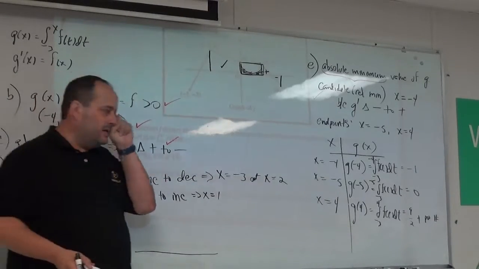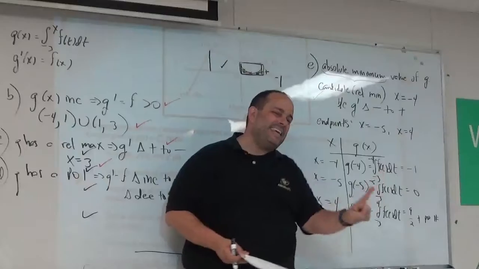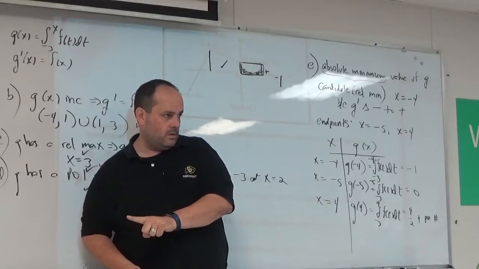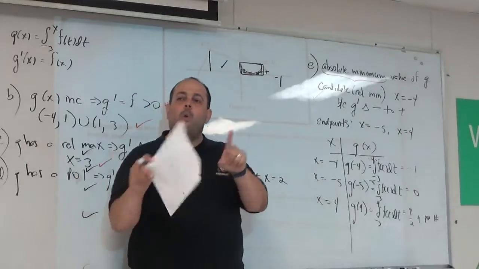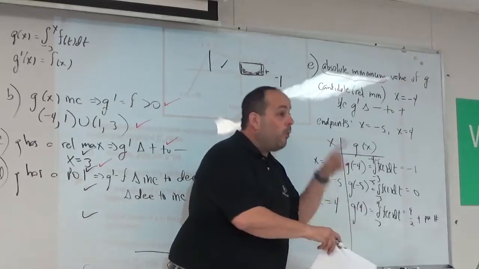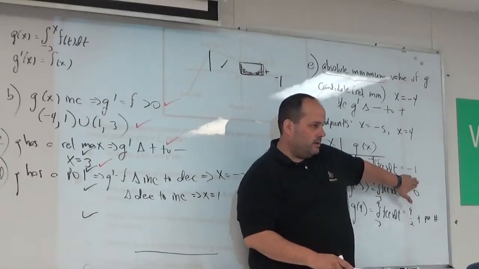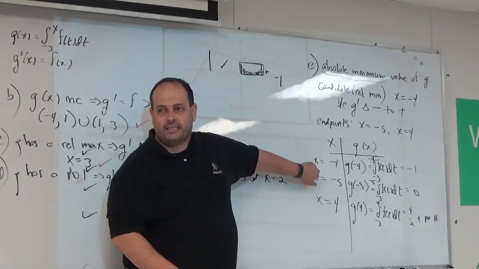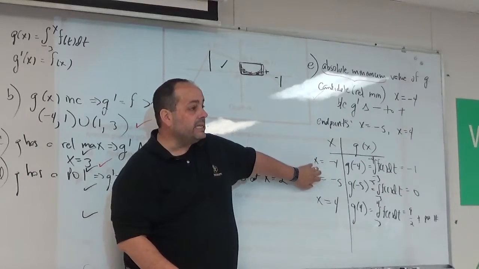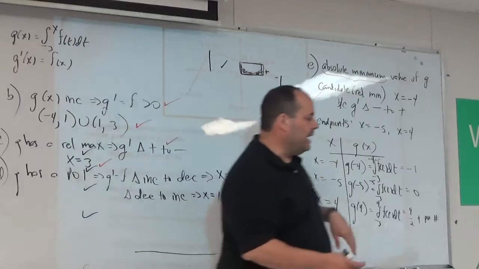Hear the question. What is the minimum value? -4. Not where is it, what is it? The absolute minimum value is -1. It happens at x equals -4. Yeah. Okay, lethal mistake.